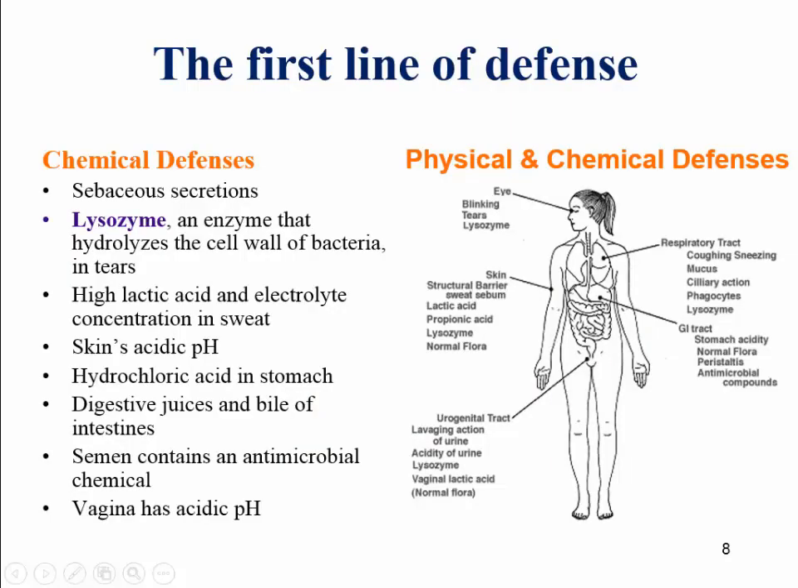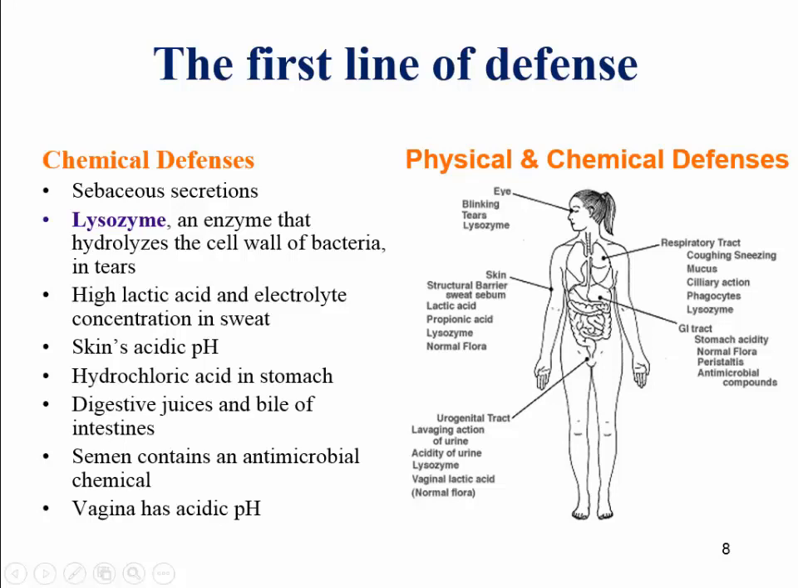The chemical defenses of the first line of immune defense consist of our sebaceous glands, so all of our oil secretions, and lysozyme present in our tears. It can actually hydrolyze the cell wall of bacteria. Lactic acid and electrolyte concentrations in our sweat inhibit the growth of certain microbes. The skin has an acidic pH, so things such as Staphylococcus epidermidis are specifically qualified to grow in this acidic pH, but things such as fecal bacteria are inhibited.